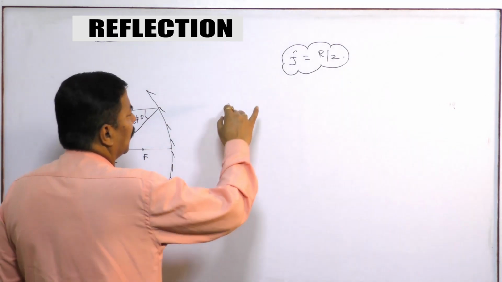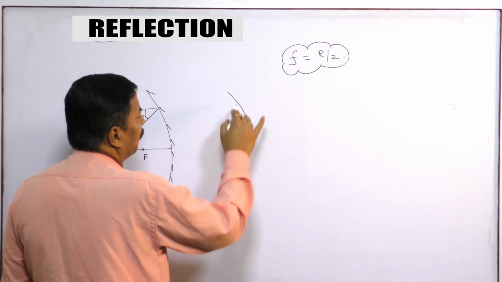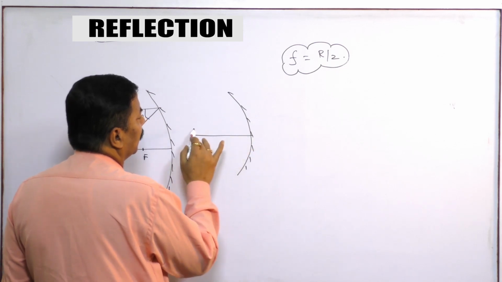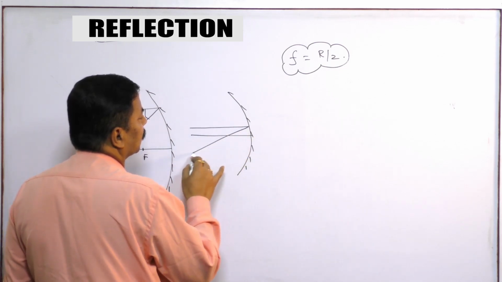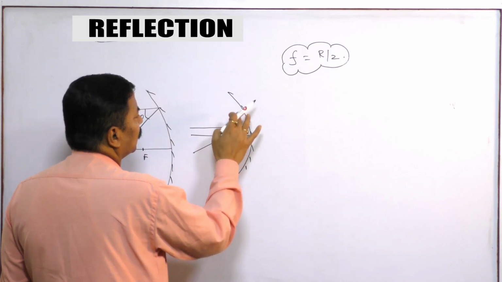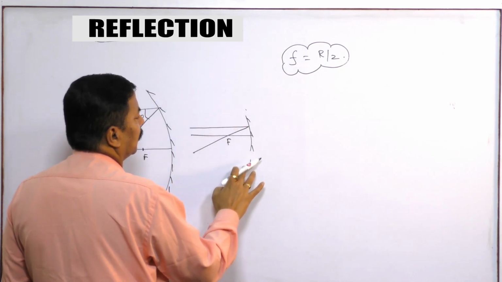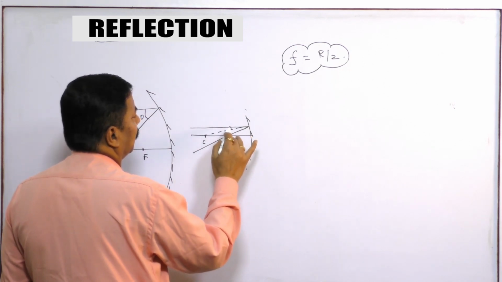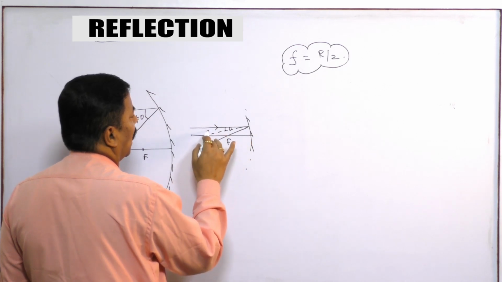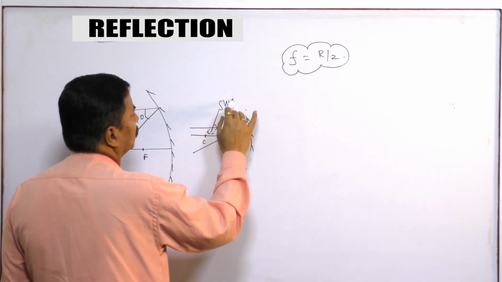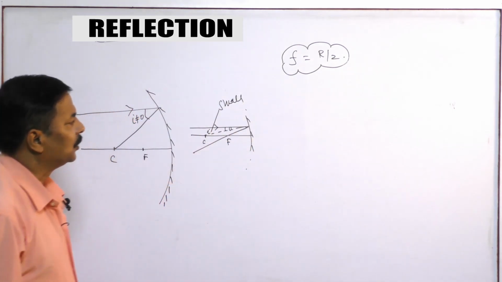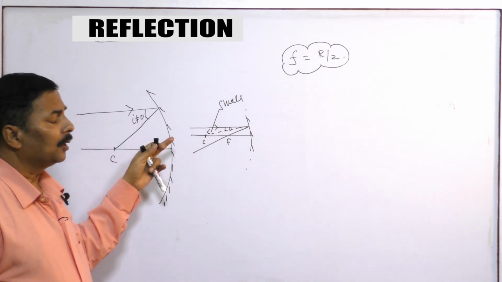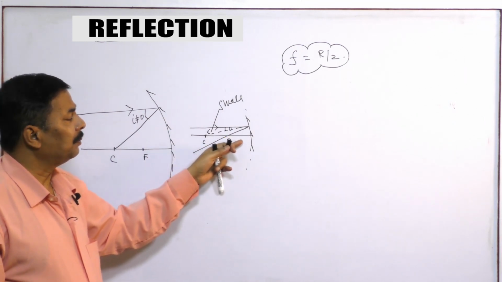But if I take a mirror of a small aperture, that means the size is very small, then rays in this way, focus. Better you take this much size. Here is the center of curvature. Here you see the value of I is small and it can be taken as 0. So this formula is valid for a mirror of a small aperture.